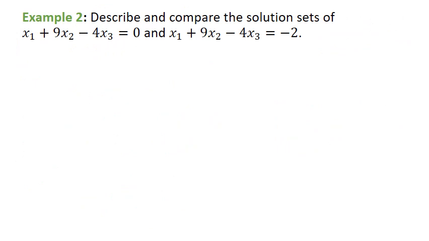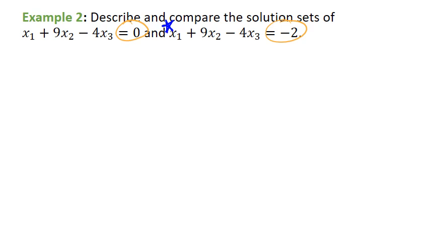Okay, here is our next example, and what we want to do is describe and compare the solution sets of these two equations. And you may notice that these two equations are the exact same, except this one is equal to 0 and this one is equal to -2. So what we're going to do is solve this a similar way to how we solved number 1, but we're going to skip all the reduced row echelon part.